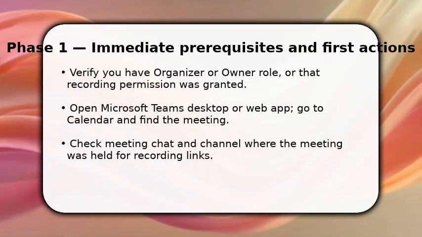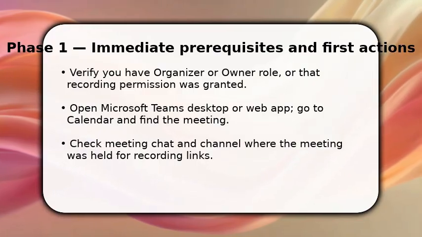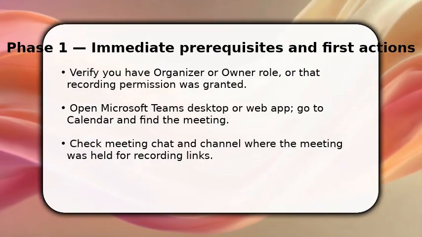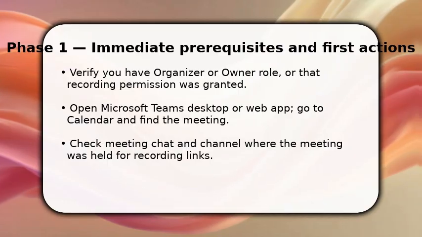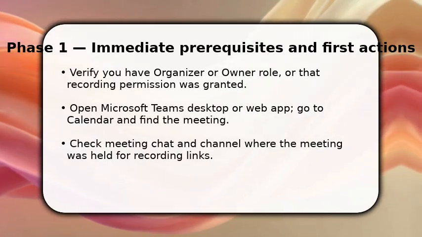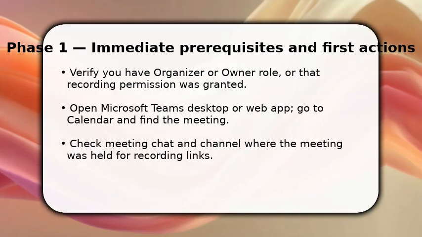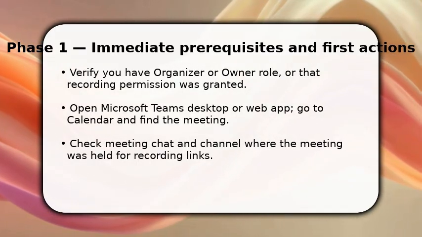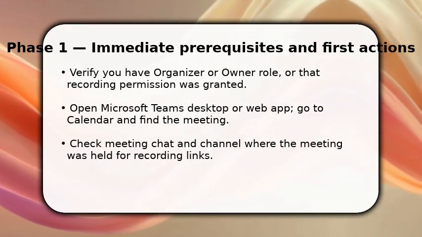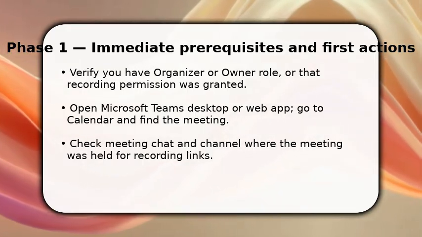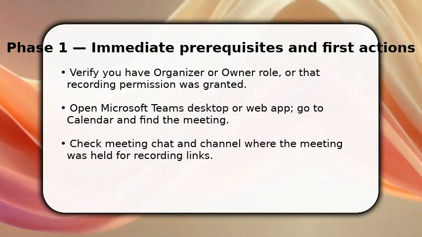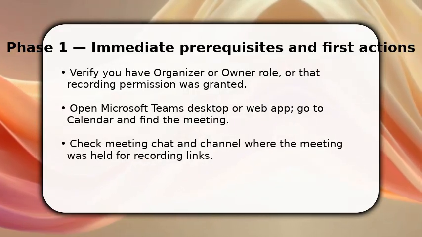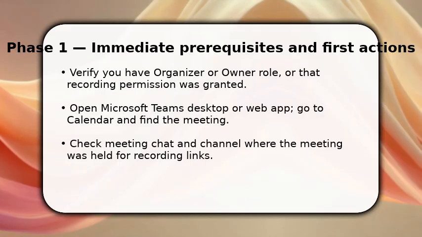You start by confirming permissions. Make sure you are the meeting organizer, channel owner, or the recording was shared with you. Once done, open Teams on desktop or web and go straight to Calendar to find the meeting entry. If the meeting was in a channel, navigate to that channel's Posts tab, otherwise open the meeting chat. This locates where Teams posts recording notifications, so you can access the actual file link and metadata without guessing.